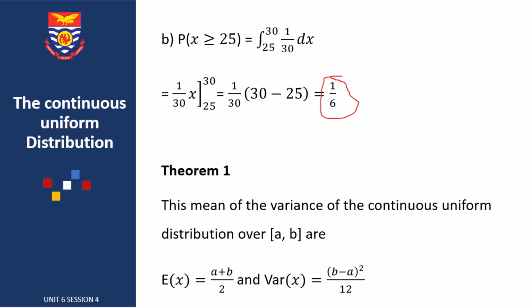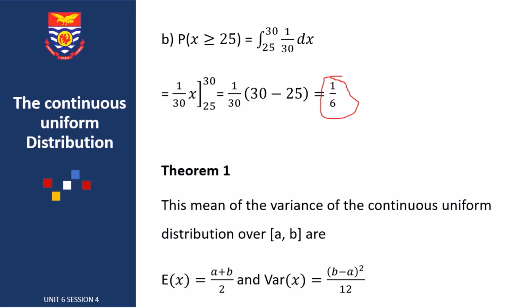What about the mean and the variance of a continuous uniform distribution over the closed interval [a, b]? It's also given very simply here. The expectation, that's the mean, is (a plus b) over 2. And the variance is (b minus a) all squared over 12.